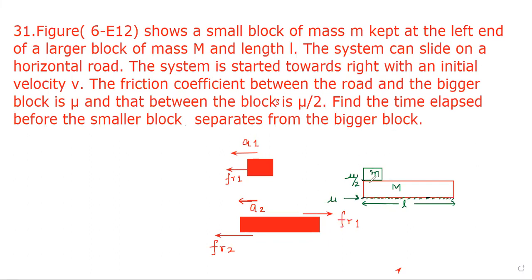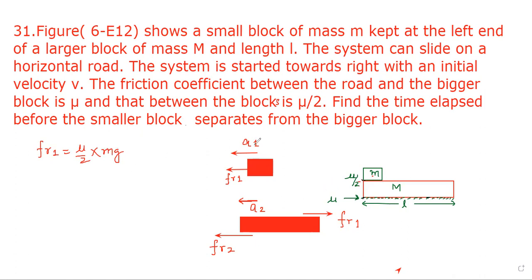So here this is the smaller block whose mass is small m, and this is the bigger block whose mass is capital M, its length is L. Now, in order for the mass small m to get separated from the bigger mass, it has to cover extra length small l. So now let's consider the various forces. Here friction between the two surfaces is mu by 2, so in this direction there is friction Fr1. Fr1 will be equal to mu times mg, where mu is mu by 2 and the mass of the block is small m into g.